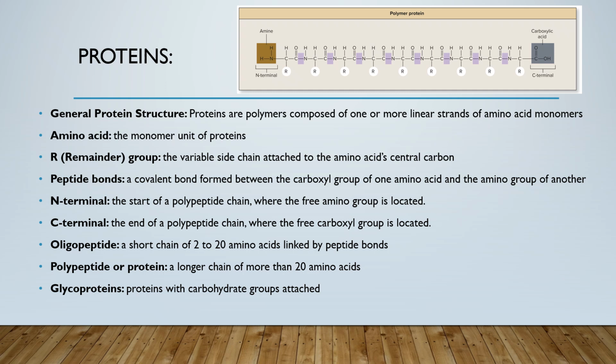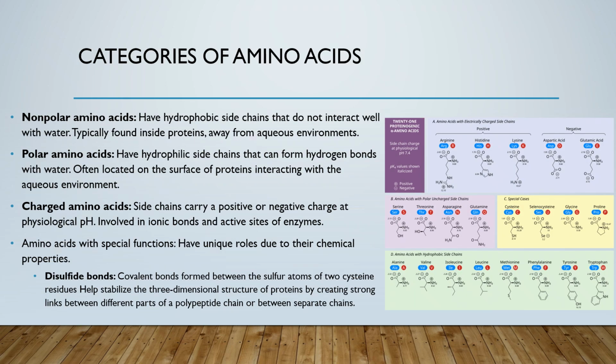An oligopeptide is a short chain of 2 to 20 amino acids linked by peptide bonds. A polypeptide is a longer chain of more than 20 amino acids. When folded into a functional shape, it's called a protein. Glycoproteins are proteins with carbohydrate groups attached and are important in cell recognition and signaling.